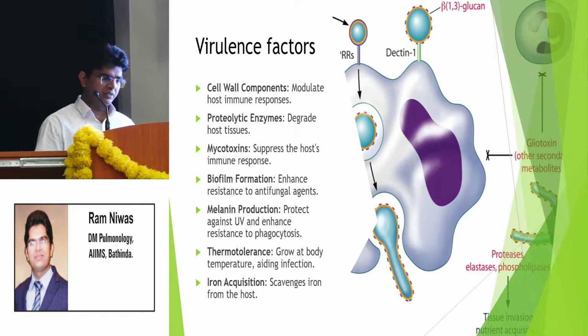These are the various virulence factors. We have cell wall components like beta-glucan, serum galactomannan, and chitin. There are also various proteolytic enzymes like proteases, elastase, and phospholipase. The fungus also has the ability to form biofilm. Melanin enhances the resistance to phagocytosis, and thermotolerance enables Aspergillus to grow at body temperature.